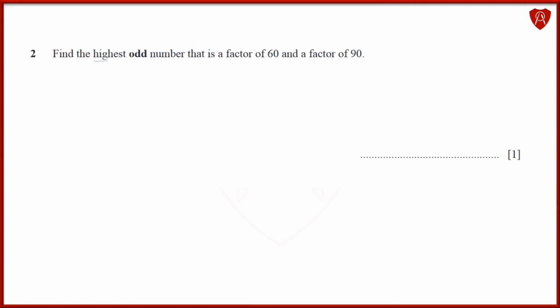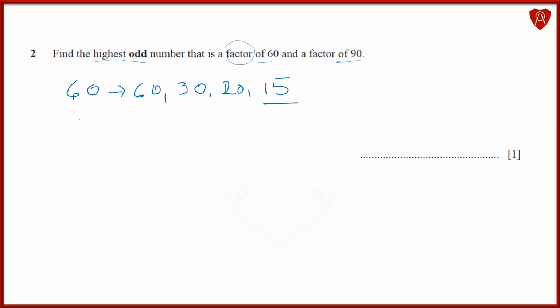Find the highest odd number that is a factor of 60 and of 90. Let us list the factors of each of these numbers, starting with 60, and we start with the top factors. 60 is 1 times 60, 30 is another one. If you divide 60 by 2, divide 60 by 3, you get 20. Divide 60 by 4, you get 15. 15 is the first odd factor of 60.